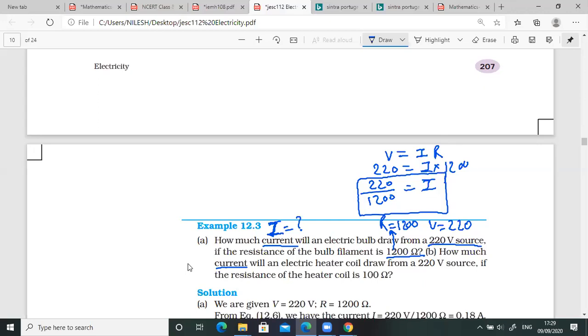I is equal to question mark. Let this be I1, let this be I2. From a 220 volt source, again V is equal to 220. If the resistance is 100, so R is equal to 100. Again you get I is equal to V upon R, I is equal to 220 upon 100.